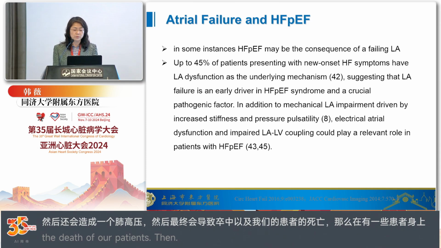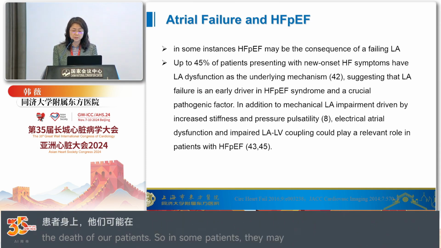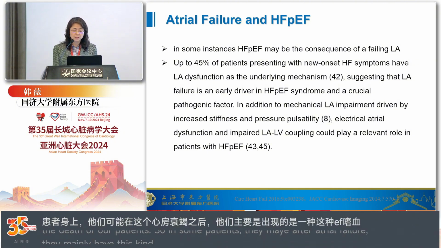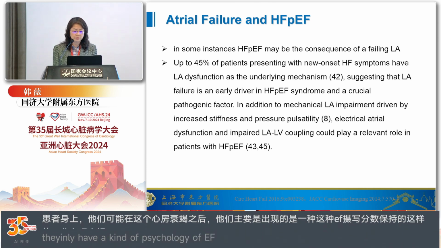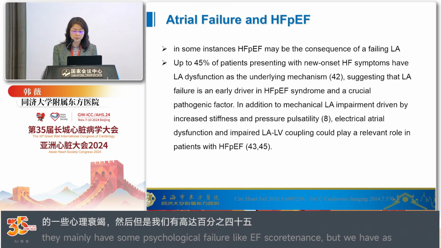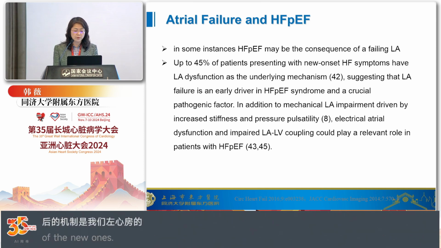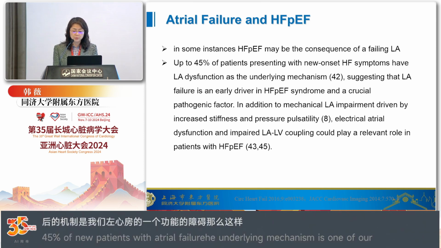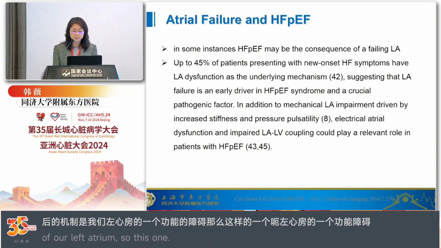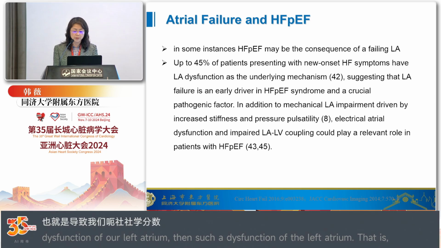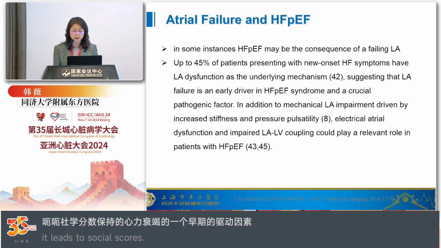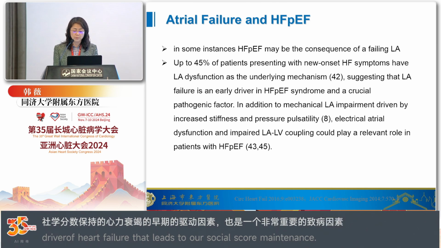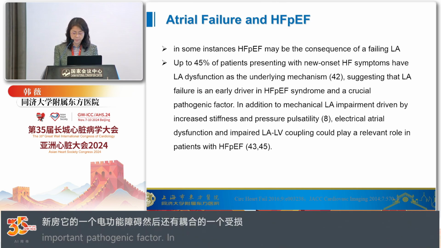About 45% of patients presenting with new onset of heart failure symptoms have left atrium dysfunction as the underlying mechanism, suggesting that left atrial failure is an early driver in the HFpEF syndrome and a critical pathologic factor. In addition to mechanical left atrium impairment driven by increased stiffness and pressure, electrical atrial dysfunction and impaired LA and LV coupling could play a relevant role in patients with HFpEF.